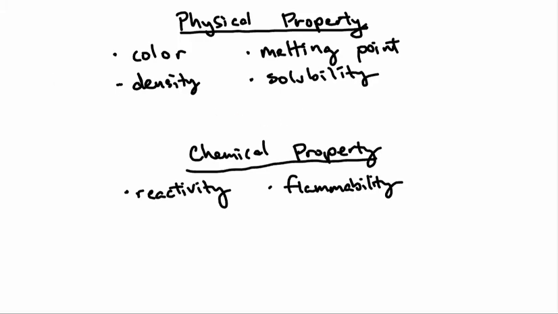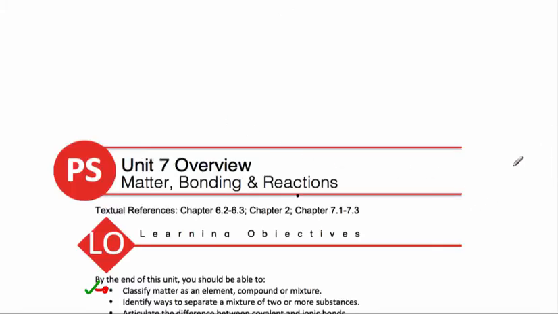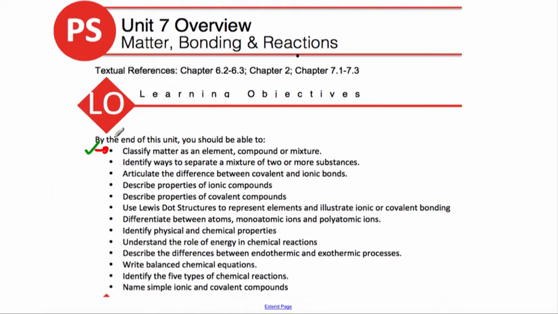Okay? All right, so let's go back and see how we're doing. All right, so to identify, the way we're going to separate a mixture of two or more substances is to take into account their different physical properties. Next, the difference between covalent and ionic bonds. We already touched on that earlier, so that one's taken care of.